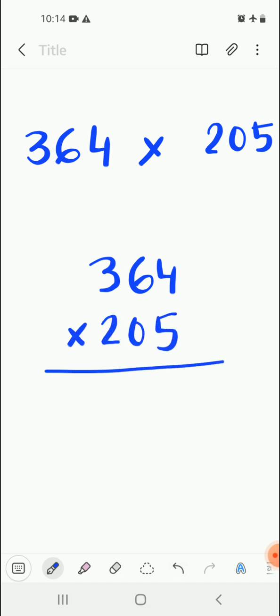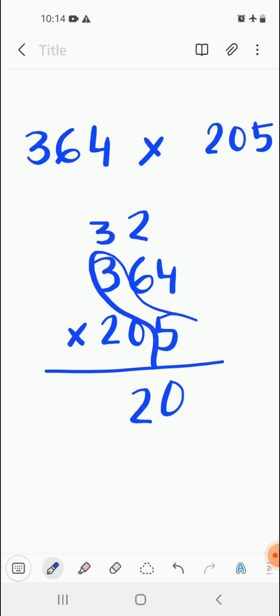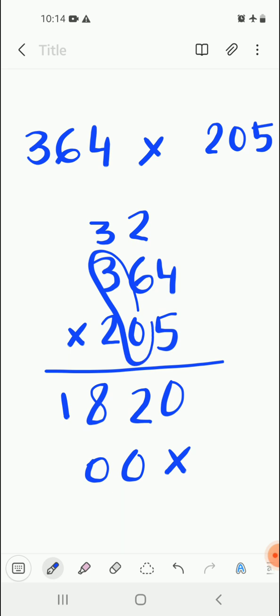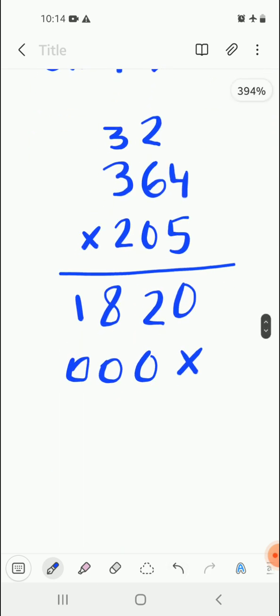Multiply, we get 5 into 4, 20. 6 into 5, 30 plus 2, 32. 5 into 3, 15 plus 3, 18. Cross, because 5 is done. Next, 0 into 4, 0. 0 into 6, 0, because anything multiplied by 0 is 0. 3 into 0, 0. Moving on to the second number, put 2 crosses because these two are done.